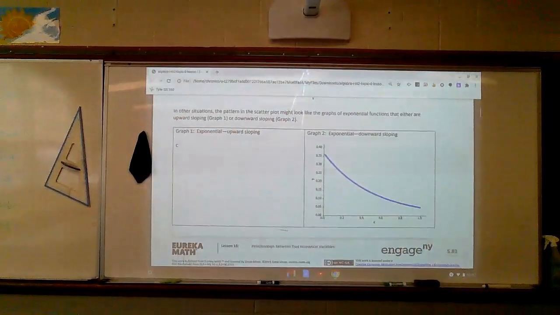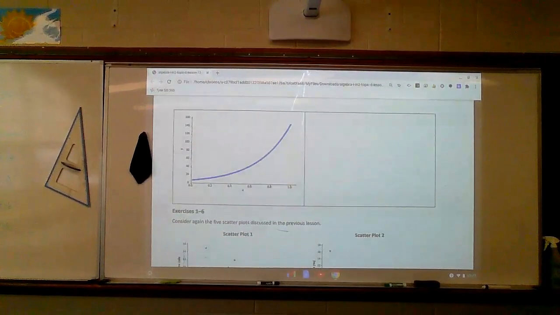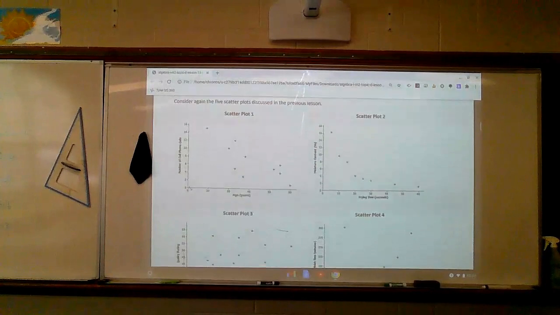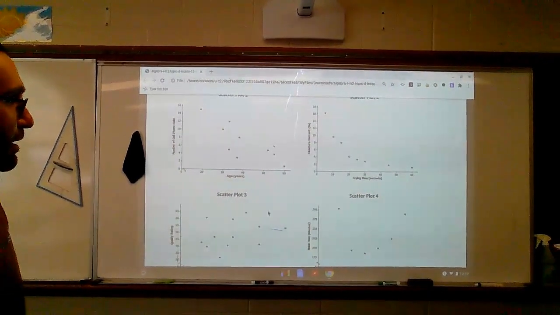How are we going to tell in the graphs? Well, listen, you guys are smart cookies. You can do this. So we're going to really consider these four. Let's see if I can make it just a little bit smaller.